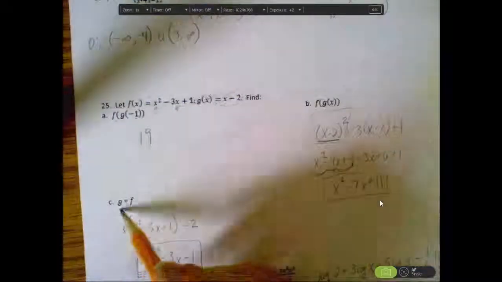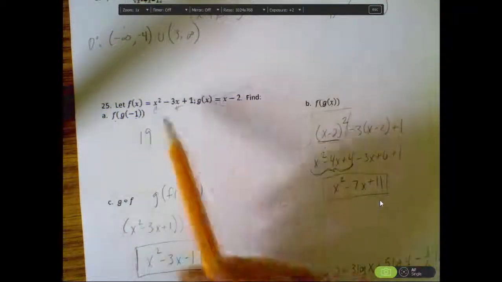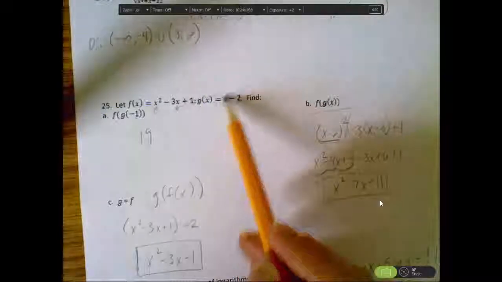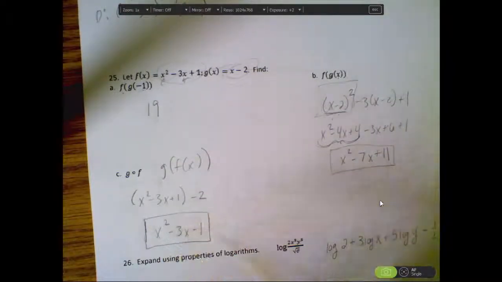This is just another notation of this. They mean the same exact thing. So we're going to take f of x and put it into g of x. That one's easy because you don't really have to do anything to it except subtract 2. And when you do that, you end up with x squared minus 3x minus 1.